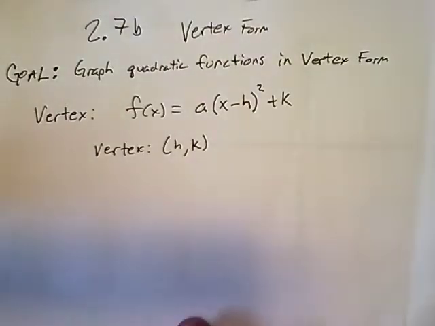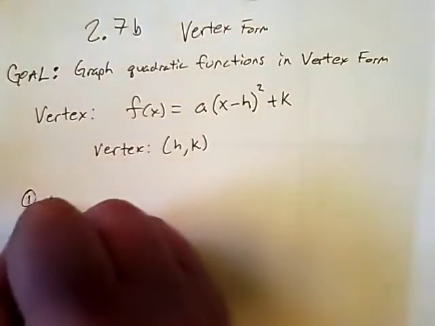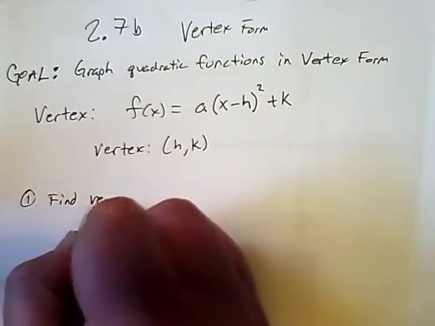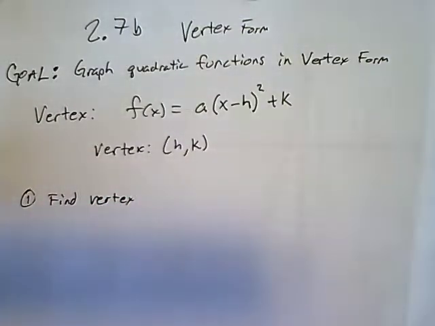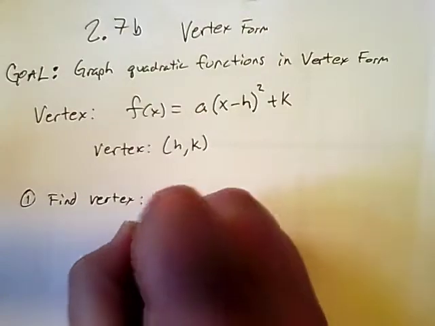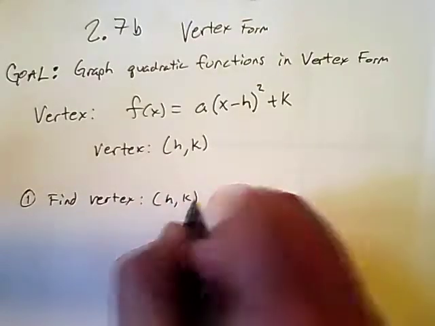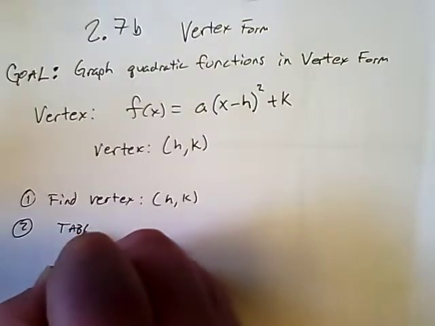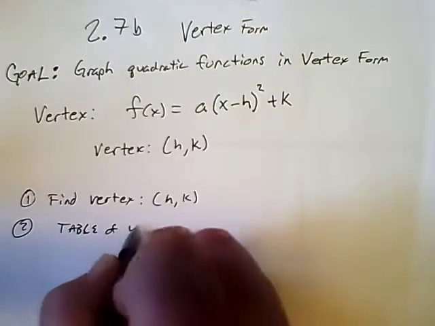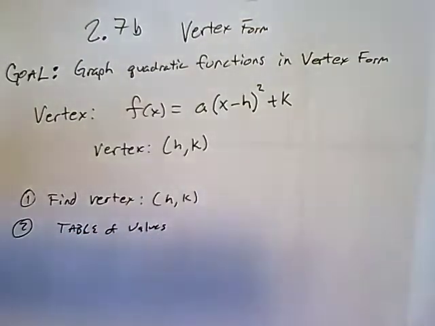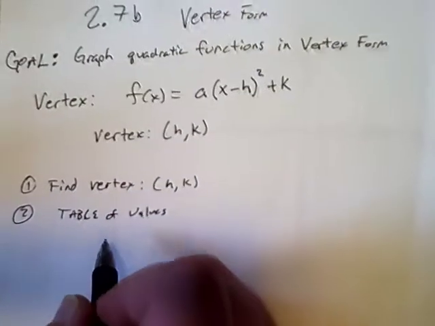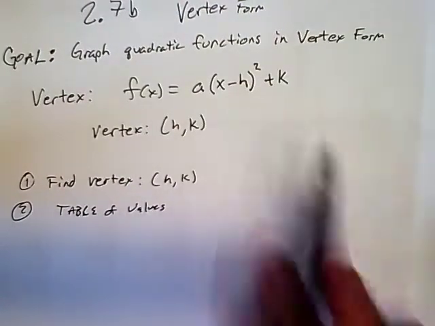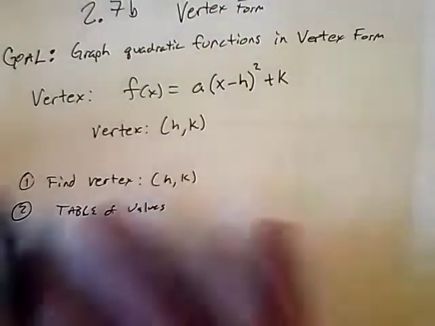Well, the steps are going to be really similar to what we did in standard form, except things are going to be much easier. All right, so the first thing we want to do is find the vertex. And that's going to be exponentially easier than the last time. Here, the vertex is simply h comma k. And then the second thing we want to do is our quick table of values. Now, this might be a little bit more difficult, only because we have to handle the parentheses first, and then we'll go from there.